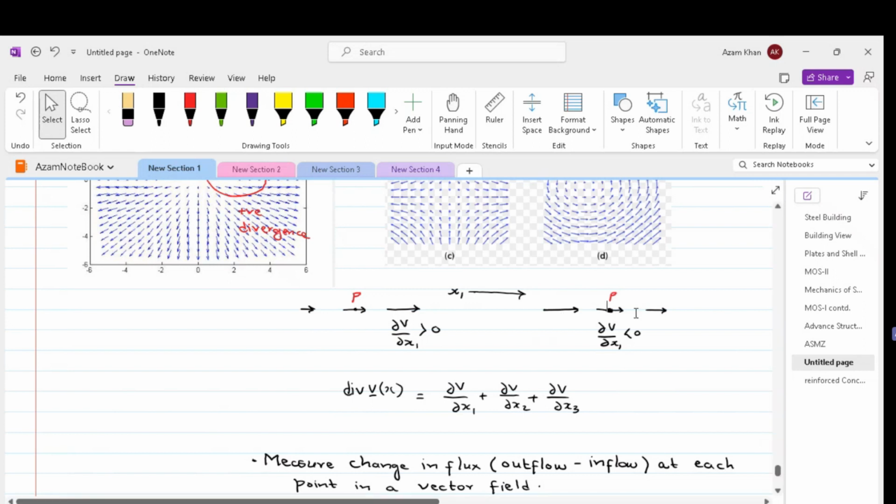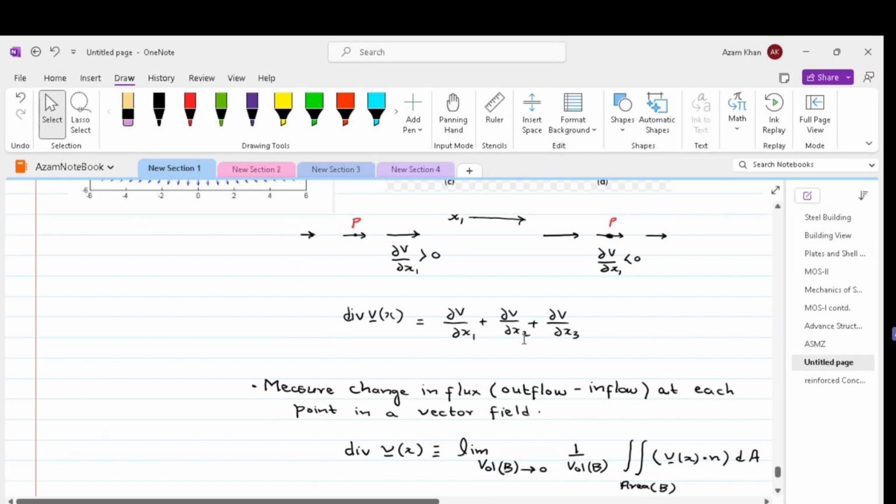In this other example, we have at point B inflow bigger than the outflow. So the magnitude of the vector moving horizontally towards P is bigger than the magnitude of the vector moving out. Thus, (v2 - v1) / (x2 - x1) is less than zero. So the first case is the case of positive divergence, whereas the second case is the case of negative divergence. The same argument can be made for the x2 axis and x3 axis.